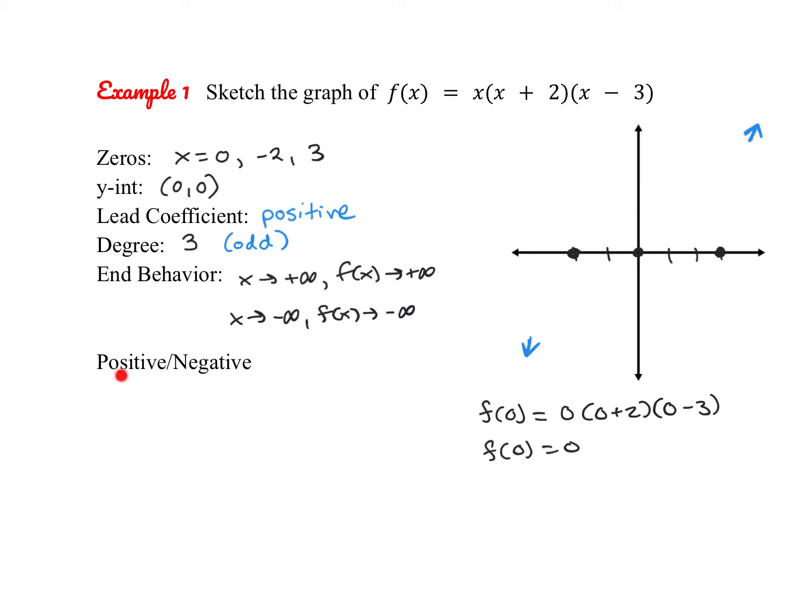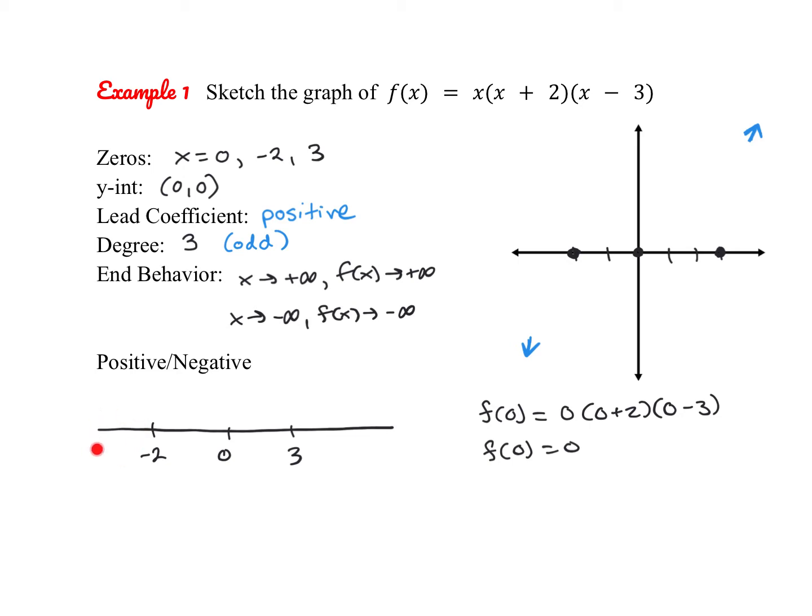Now let's talk about when our graph is positive or negative. So I'm going to actually just make a little number line here. And I'm going to use my zeros to set different intervals for my graph. So we have negative 2, 0, and 3. So we're going to look at our function, and we're going to plug in a value within each of these 4 intervals, and we're just going to decide would that value give us a positive or a negative result.